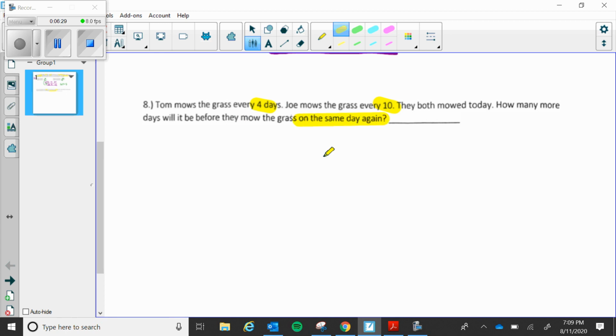same day again? If you refer back to your notes, on that LCM side, one of the keywords and phrases that it said you would see for an LCM word problem is something happening over and over again, or a repeated event, or something happening at the same time. So in this case, same day. So because of all of that, now we know that we are solving for the LCM.